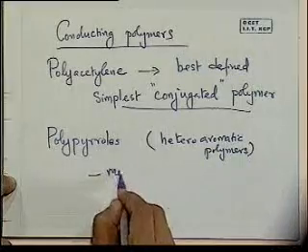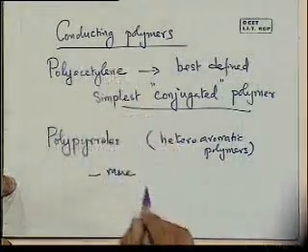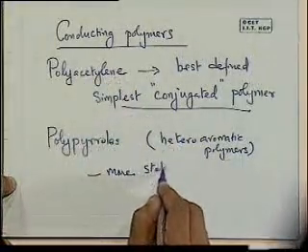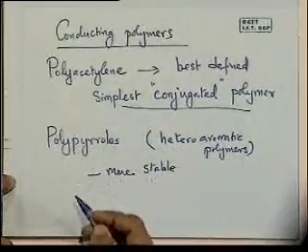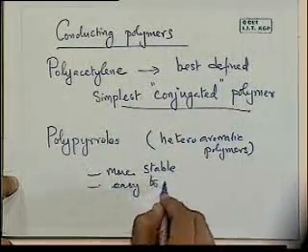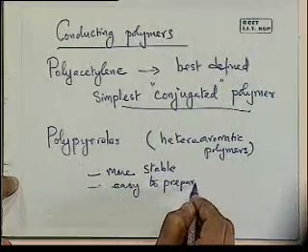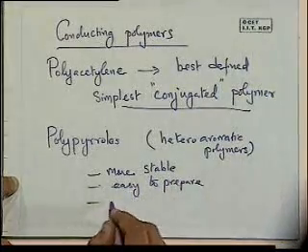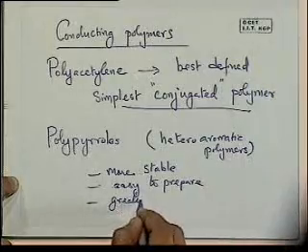These are more stable, though polyacetylene has been really studied and is well understood. But polypyrroles are becoming more popular. They are more stable, easy to prepare, and because of their structure, there is greater opportunity to functionalize.